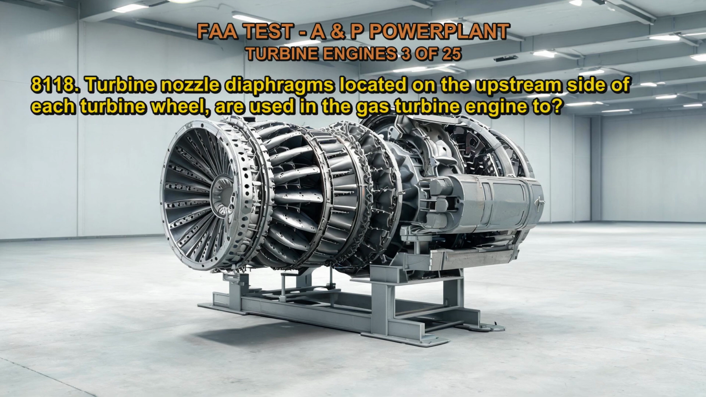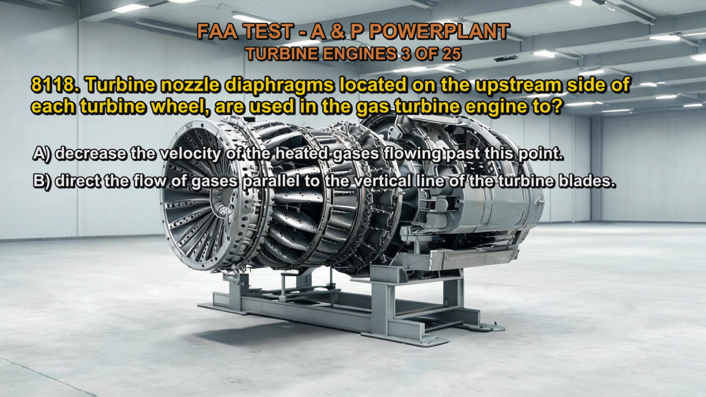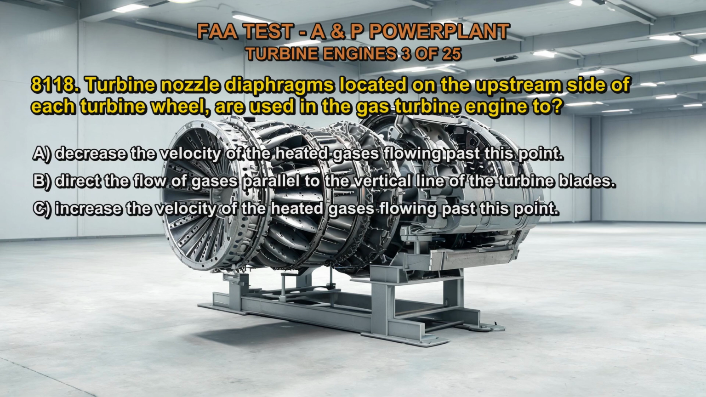Q8118. Turbine nozzle diaphragms located on the upstream side of each turbine wheel are used in the gas turbine engine to A. Decrease the velocity of the heated gases flowing past this point. B. Direct the flow of gases parallel to the vertical line of the turbine blades. C. Increase the velocity of the heated gases flowing past this point.